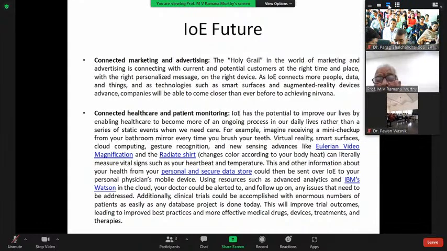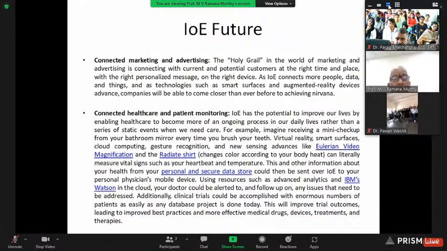When you deal with Eulerian video magnification, we use what are called Eulerian graphs. And for radiate shots, we use what are called the Tyndall effective shots. And then other things are there, like IBM's Watson, which is basically a cloud. And your doctor could be alerted to know and follow up on any issues that need to be addressed.